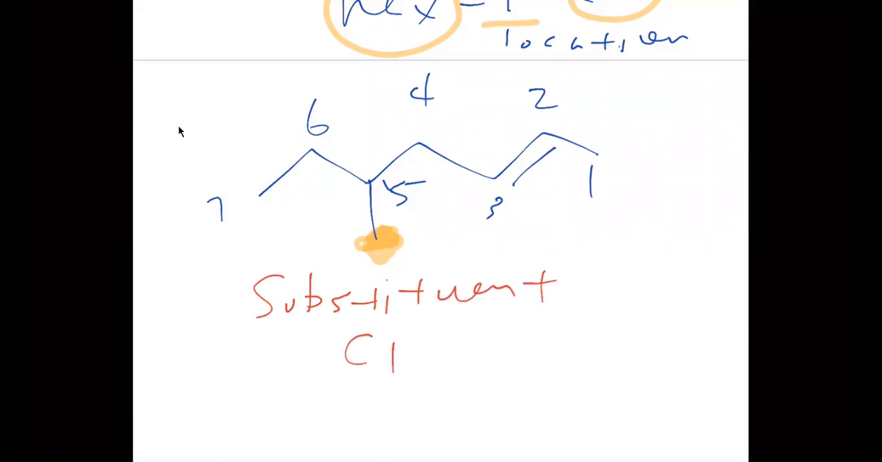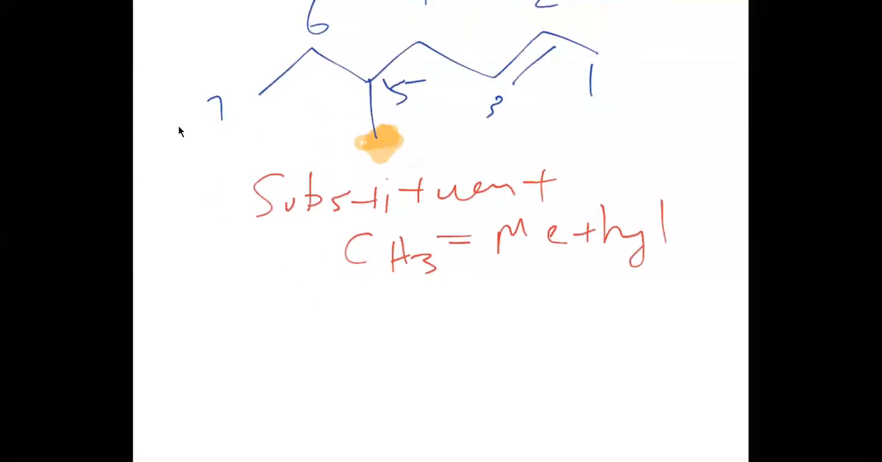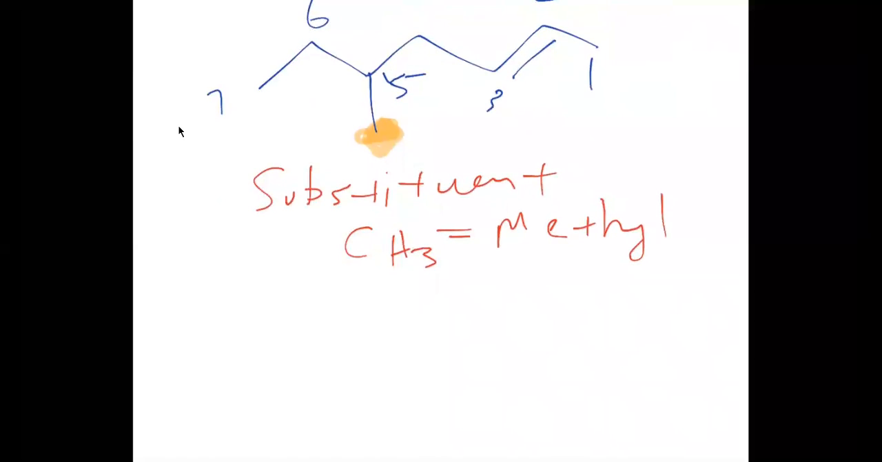And it's a CH3, so we call that a methyl group, right? And the substituents always precede the name. So we have hept as my parent. So hept is the parent, ene is the suffix, and then the methyl group is at carbon 5, so we're going to stick that out here. So it'll be 5-methyl.